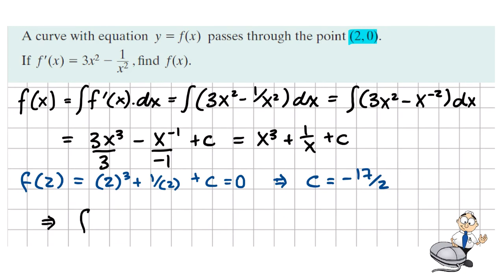So this gives us the answer to our function. We've evaluated what c is as well. So our answer is x cubed plus 1 over x minus 17 over 2.